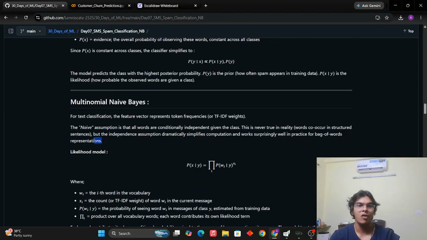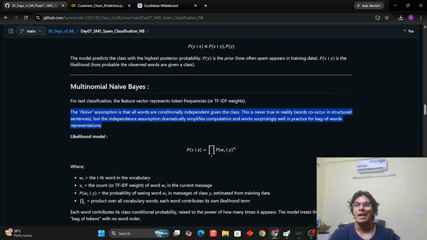You can read it here in a more formal manner. I've included it in the repo that the words are basically conditionally independent. Again, it's kind of a stupid assumption, which is why we call it a naive assumption, because this never happens in real life. In real life, this isn't true because words are actually dependent on the other words, but it does work, so we assume it.